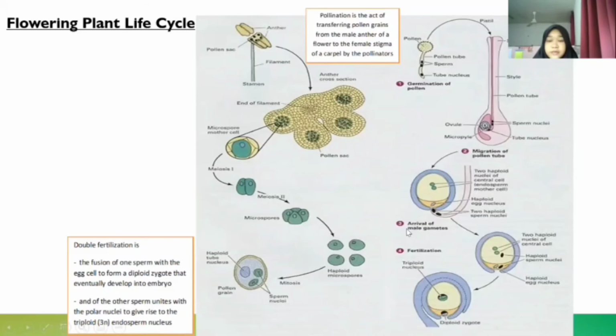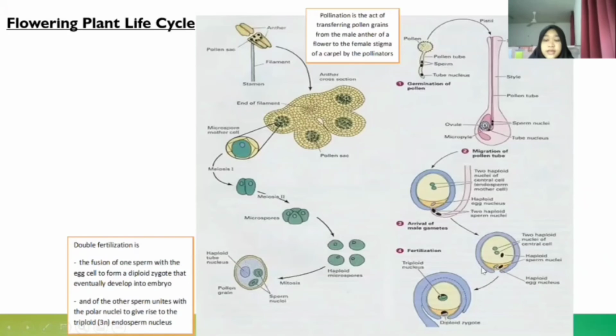Okay, let's talk about the double fertilization. Double fertilization means that there are two processes of fertilization that take place at the same time in the same place. So when the pollen tube reaches the ovule through the micropyle, it will discharge the sperms into the ovule. The first sperm will fuse with the egg cell to form a zygote. Another sperm will fuse with the polar nuclei to form the triploid endosperm nucleus.